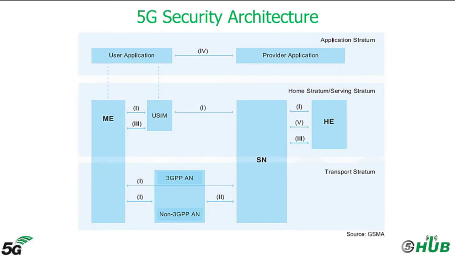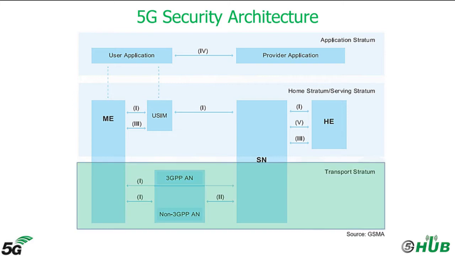5G security architecture, same as 4G security architecture, consists of transport stratum, serving stratum, home stratum, and application stratum, which are securely isolated from each other. First, we need to discuss the transport stratum, located at the bottom of the architecture, and the transport stratum has low security sensitivity.